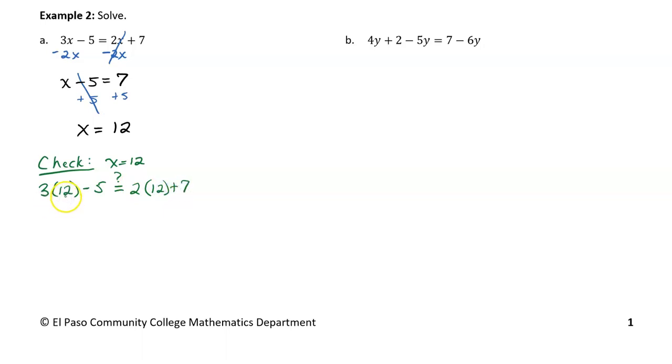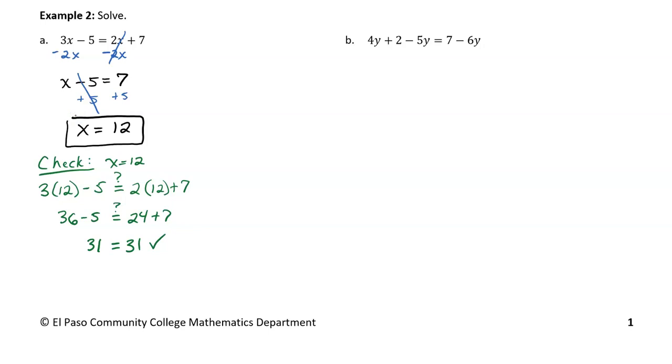Well, 3 times 12 is 36. Minus 5, I still need to do. 2 times 12 is 24. Plus that's 7. And then let's check 36 minus 5. Well, that's 31. 24 plus 7 is also 31. So we're good. So yes, this x equals 12 is in fact our solution.